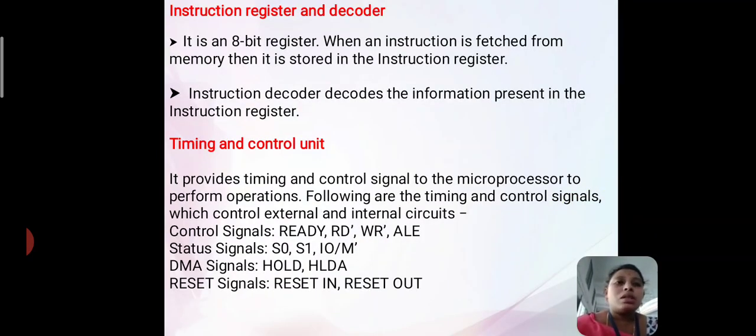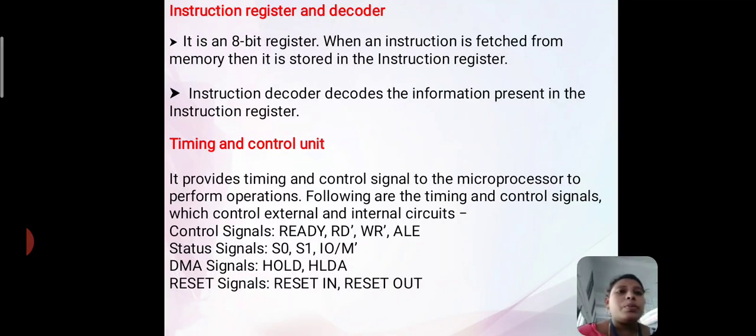Next, instruction register and decoder. It is an 8-bit register. When an instruction is fetched from the memory, it is first stored in the instruction register. The instruction decoder decodes the information present in the instruction register. This is about the instruction register and decoder.